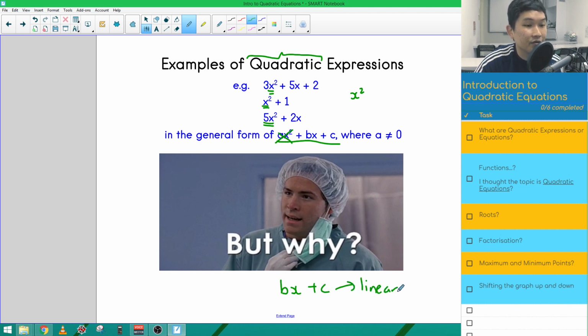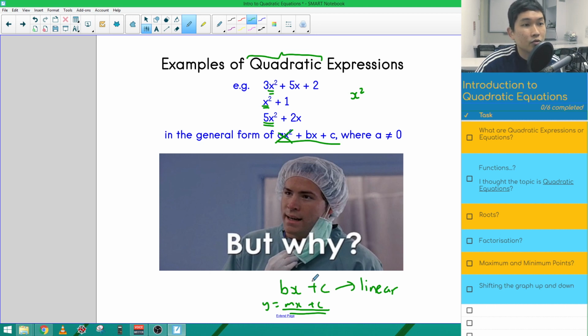Right? We learned this in secondary 1, right? It looks something like this, isn't it? The right-hand side, this is linear, isn't it? Yeah, so this is also linear, just that instead of an M, you have a B, C is still C, right? So it is linear, okay?